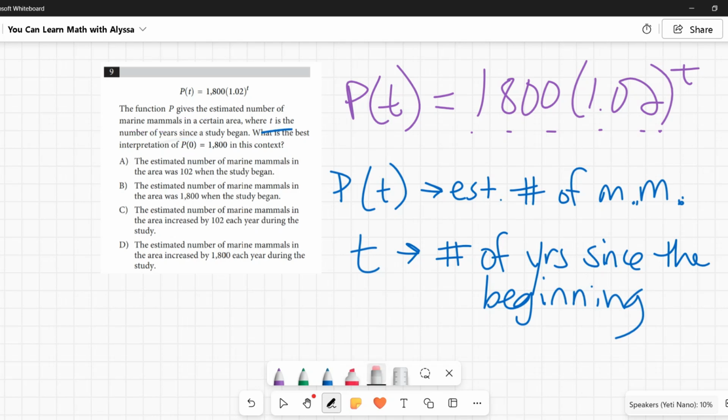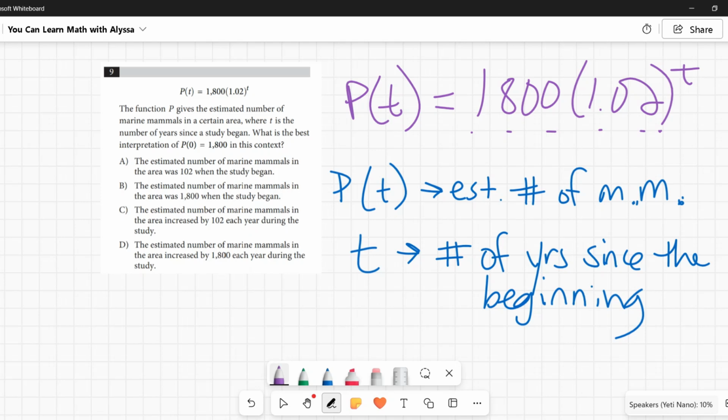Now their question is, what is the best interpretation of P of 0 equals 1800 in this context? Anytime you see what is the best interpretation, you should read all 4 of the options. And be aware that when they ask for the best, you may find more than one that could fit. And again, you want the one that fits the best.